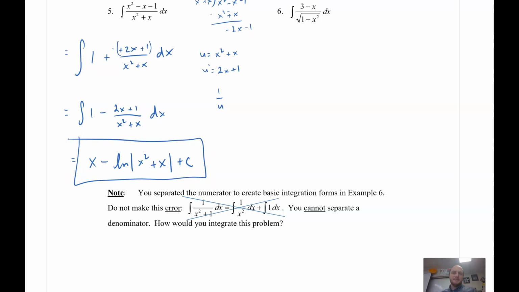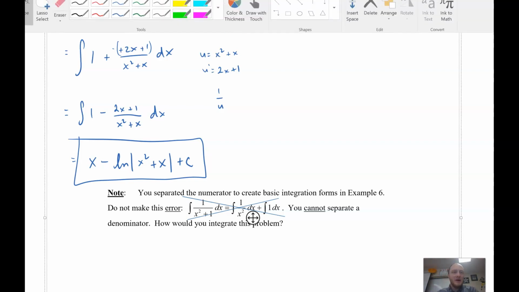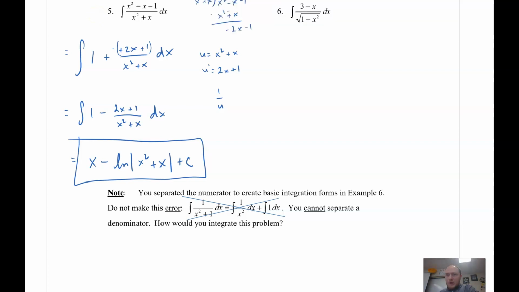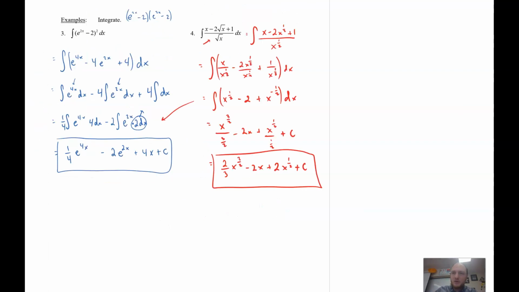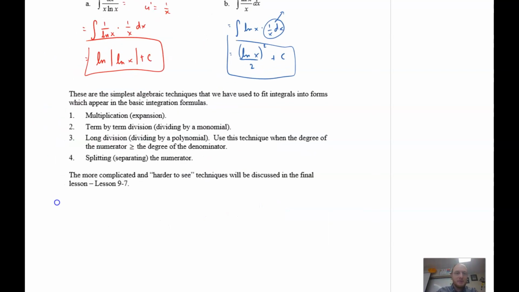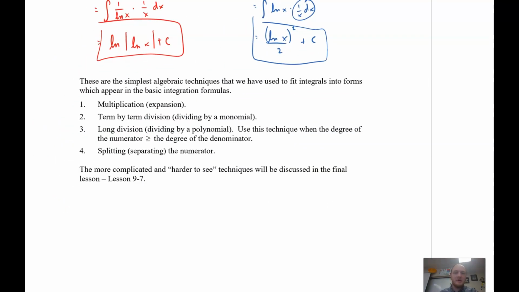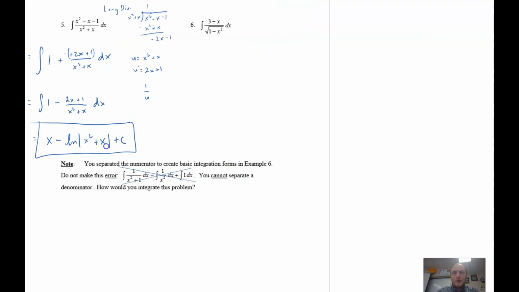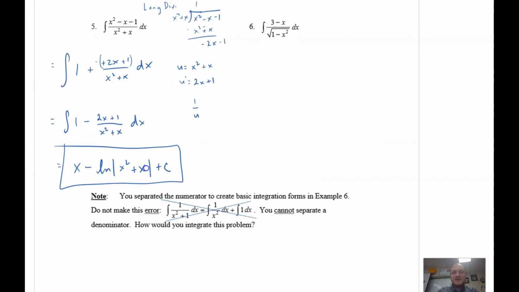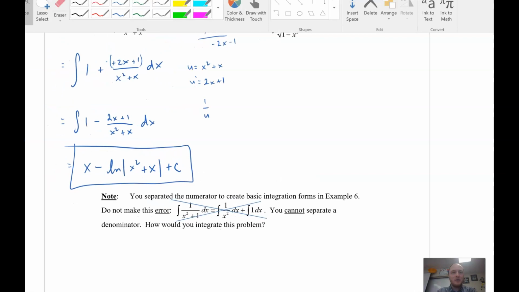Okay, number 6. Ooh, number 6. Number 6 is ugly. Like, really ugly. But let's go ahead and clean it up. Let's put some makeup on it. Number 6, I want to go back to our notes here. This is where, on step 4, we're going to split the numerator, and we did this in the last lesson as well.